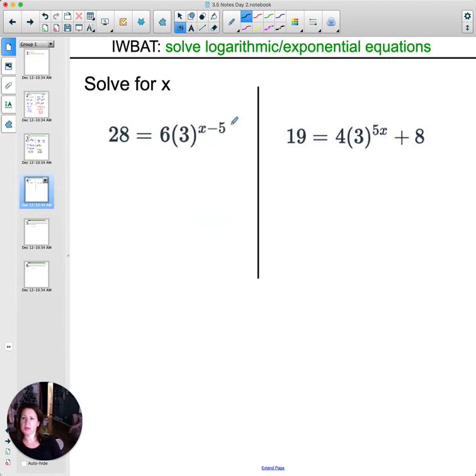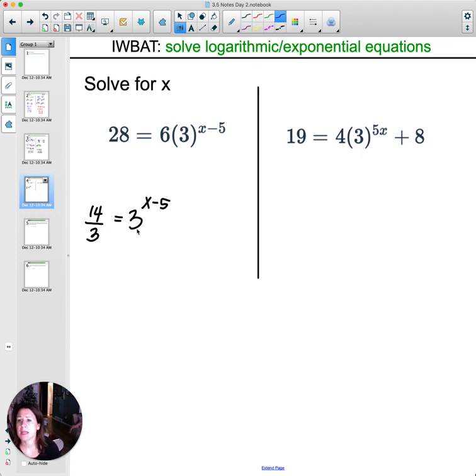Okay, next one. Again, we've got this exponential part that we're trying to take care of. So we need to isolate that 3 to the x minus 5 first. So we're going to divide both sides by 6. So we would get 28 divided by 6 equals 3 to the x minus 5. And you could simplify this, divide both by 2, so we'd get 14 over 3. I wouldn't do the decimal yet because I would keep it in exact form until the very end.